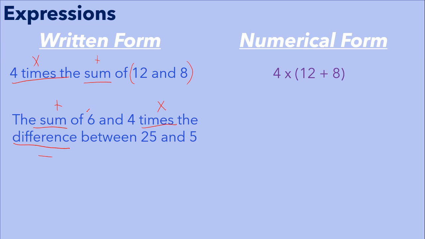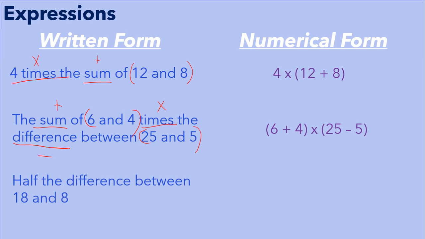So we need to first find the answer to 6 plus 4. So we need to put these in parentheses. And then we'll be finding the answer to 25 minus 5. Finally, we'll multiply both of these answers together. So we have in parentheses 6 plus 4, and then times, in parentheses again, 25 minus 5.